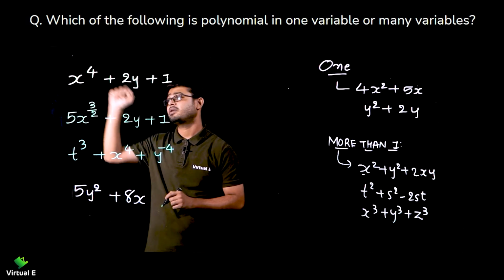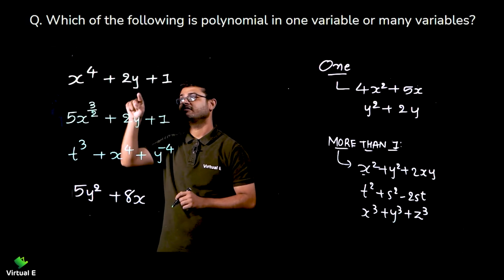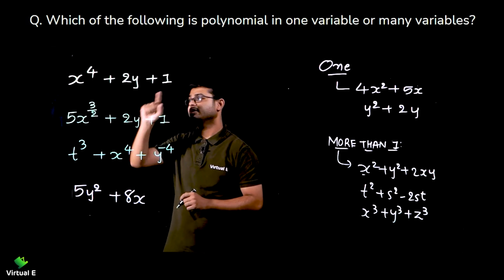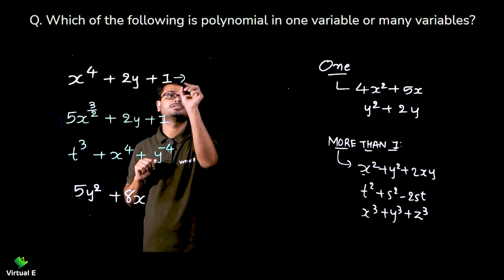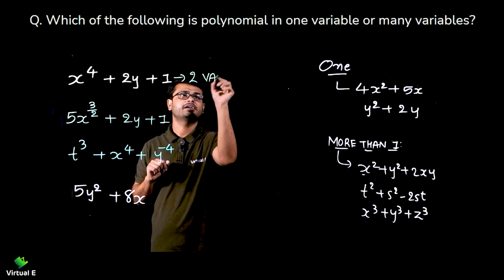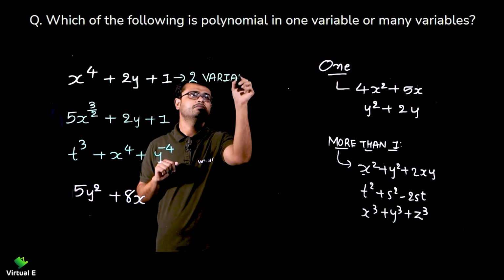So the variable has power 4, okay, accepted. The variable has the power 1, accepted. So this is a polynomial. And how many variables? 2 variables. So let's write 2 variables.